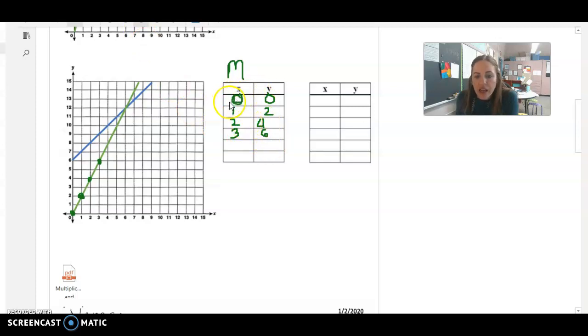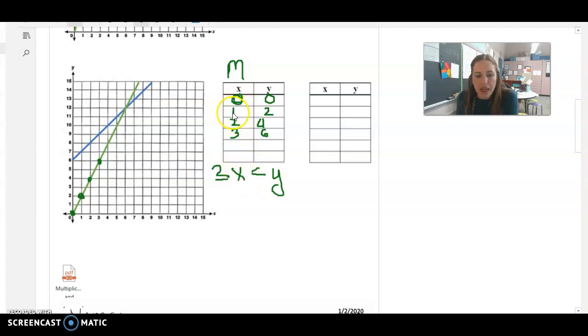Okay, so let's think of this as an input-output table. What is happening to x to give us y? What do you notice? So we know it's multiplicative, so we know we're going to be multiplying something. So what are we multiplying by x to get y? Well, have you figured it out yet? We're multiplying everything by 2 to get y, right?